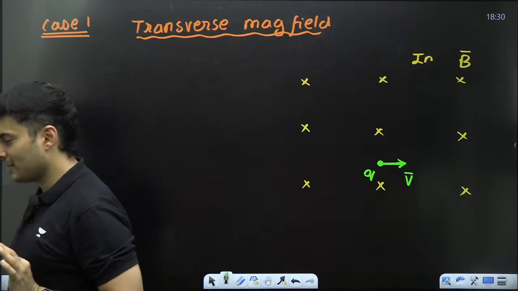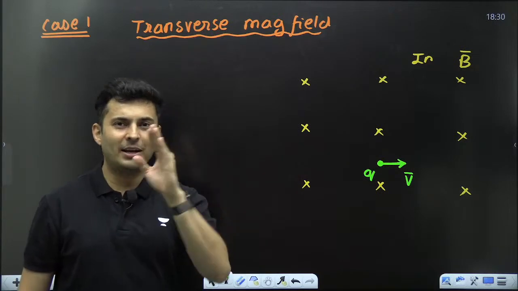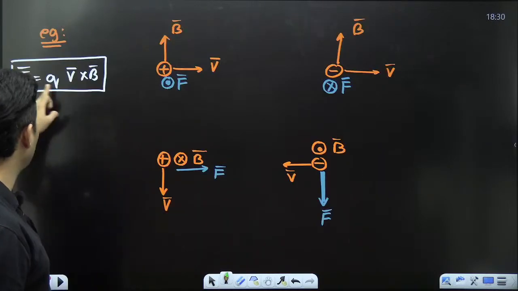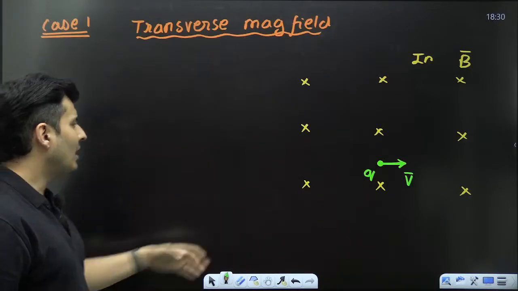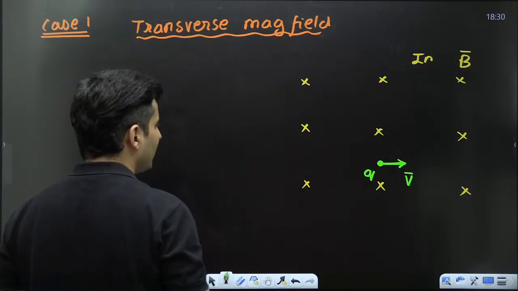I'm reading your chats. Come on, tell me. Where do you think is the magnetic force? Use the formula, same formula: V cross B into charge. Assume the charge is positive.